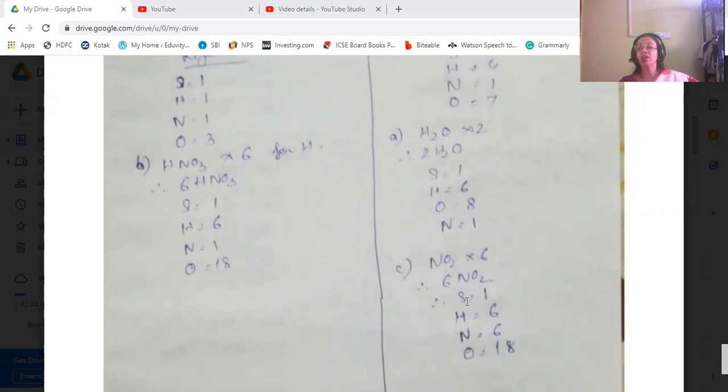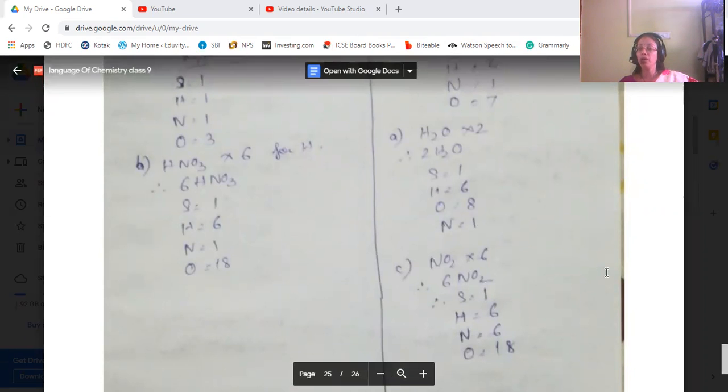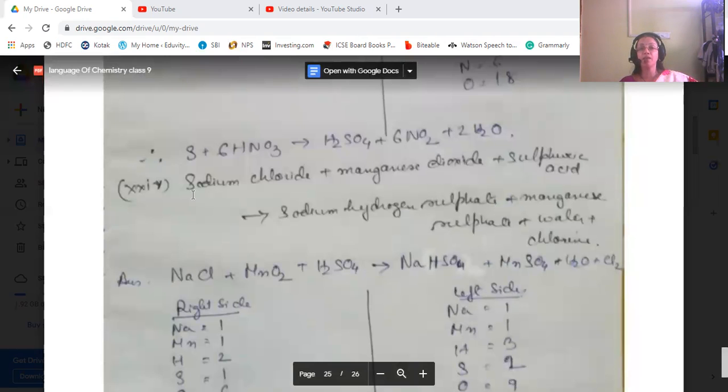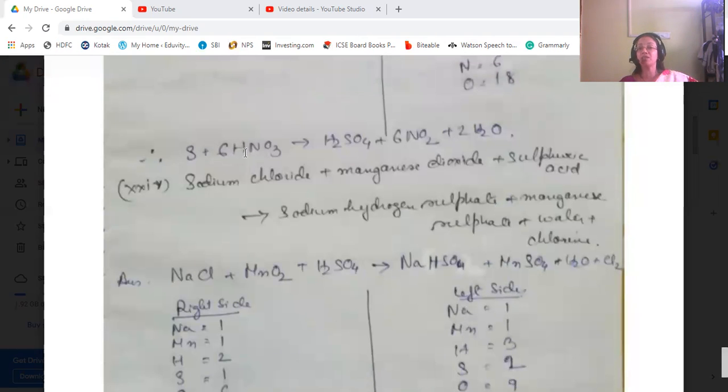So that means S is equal to 1, H is equal to 6, N is equal to 6, and O is equal to 18. So that makes the equation balanced. So sulfur S plus 6HNO3 will give us H2SO4 plus 6NO2 plus 2H2O.